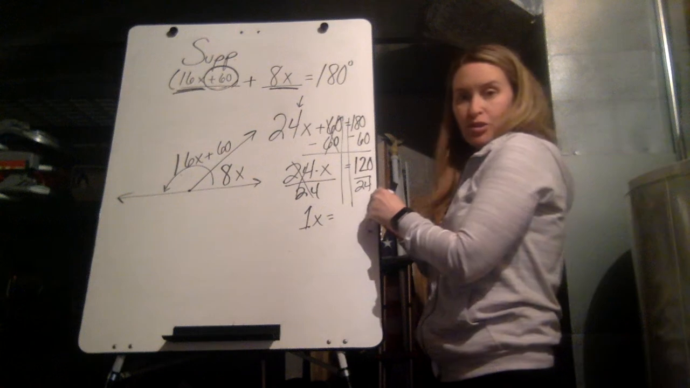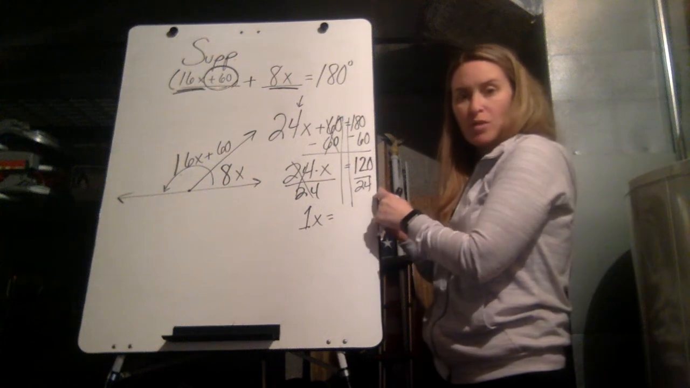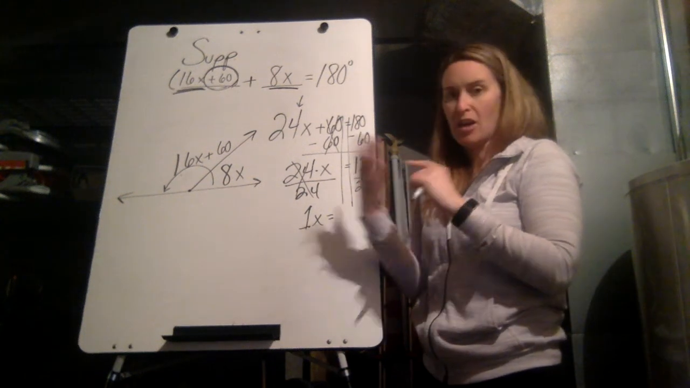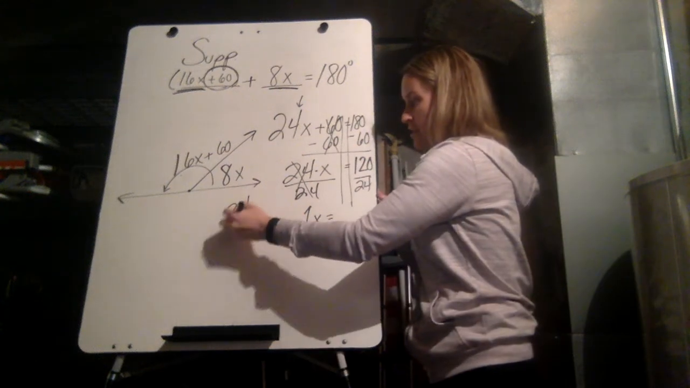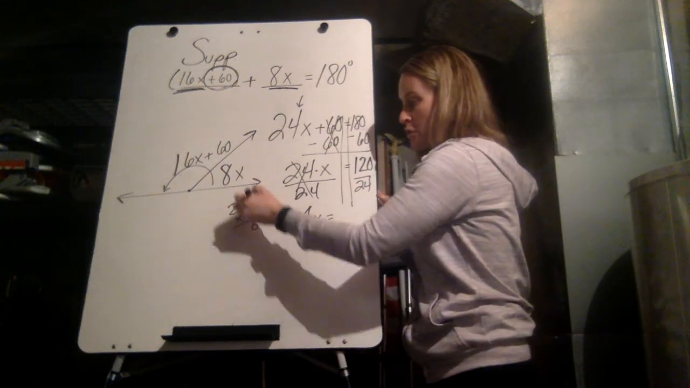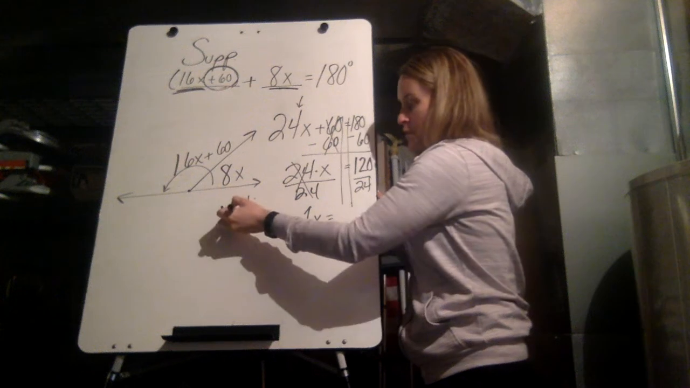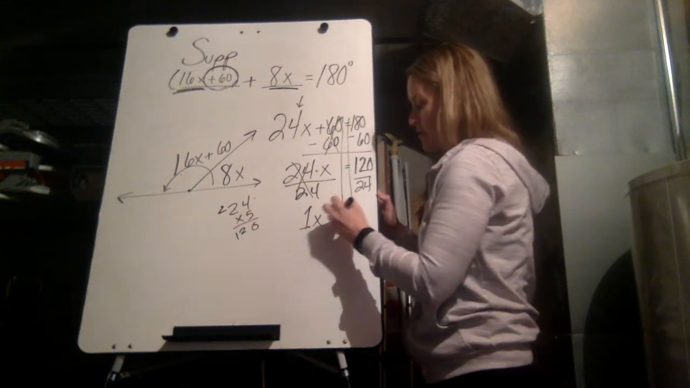And if you're really not sure, kind of estimate. 24 is close to 20, right? So 20, 40, 60, 80, 100. So close to 5. So try on the side: 24 times 5. See if you get it. 4 times 5 is 20. 5 times 2 is 10, plus 2 is 12. So x equals 5.